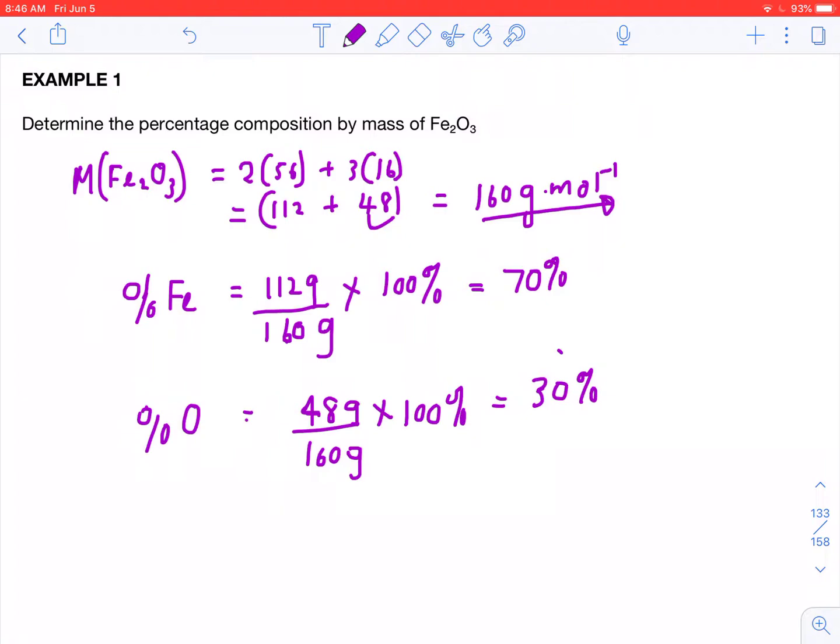Right, so what is this actually telling us? It's telling us, if I have a 100-gram sample of iron oxide, in that 100-gram sample, I will have 70 grams, which is iron, and I will have 30%, which is oxygen. That's what it's telling us, okay?